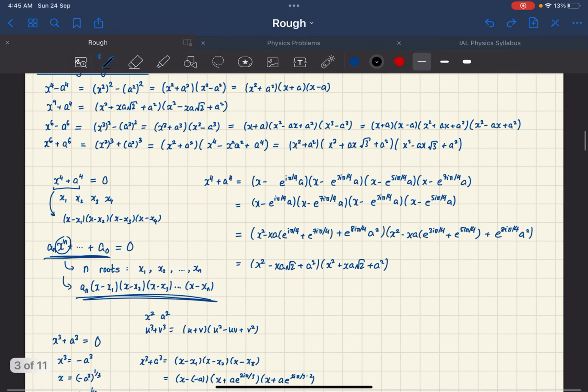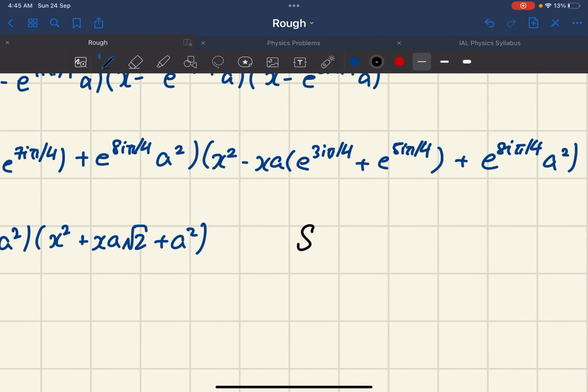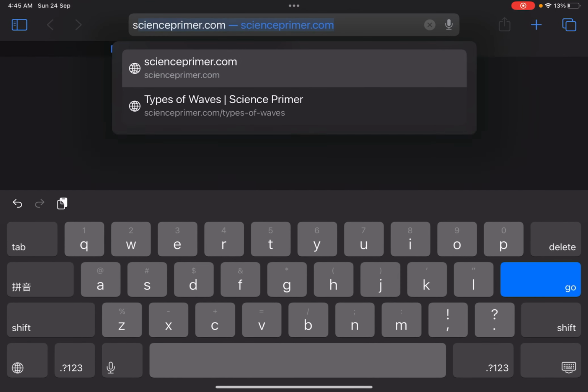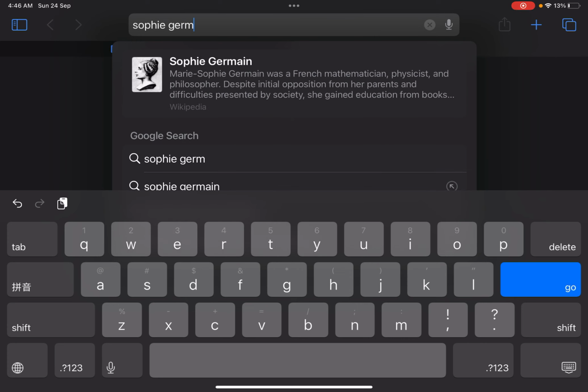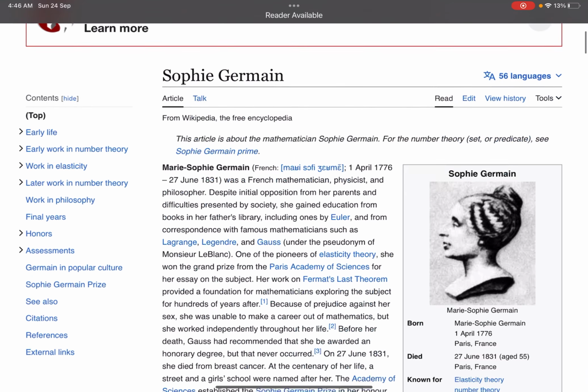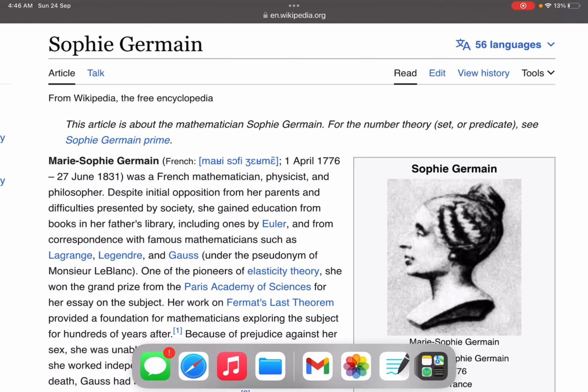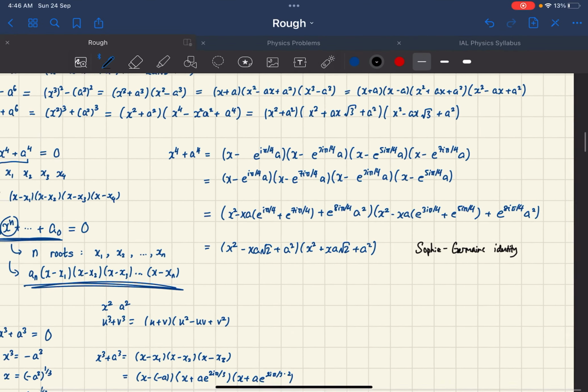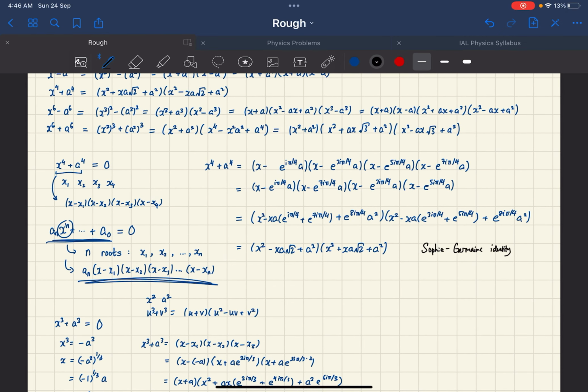This is also known as the Sophie-Germain identity, by this lovely looking lady. Oh, there's no E in the back. Sophie-Germain. There we go. Her identity. Well, her original one has a 4 in front somewhere here. Constant, but it's close enough.